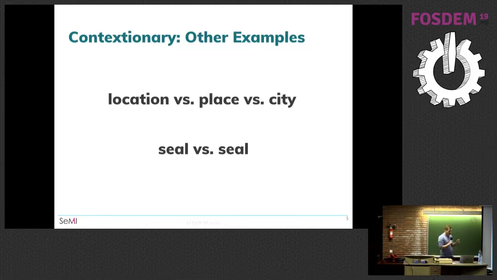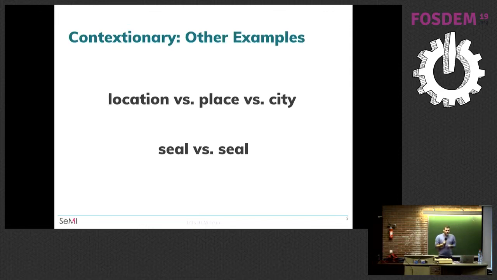So other examples for how we can use the contextionary. Think of the word location, place, city. For example, let's say we have 3 lists of restaurants, like the top restaurants in your region or in your country. And these are made by different people. And everyone has a different way of saying where the restaurant is located. So the first one says location, the second one says place, the third one says city.